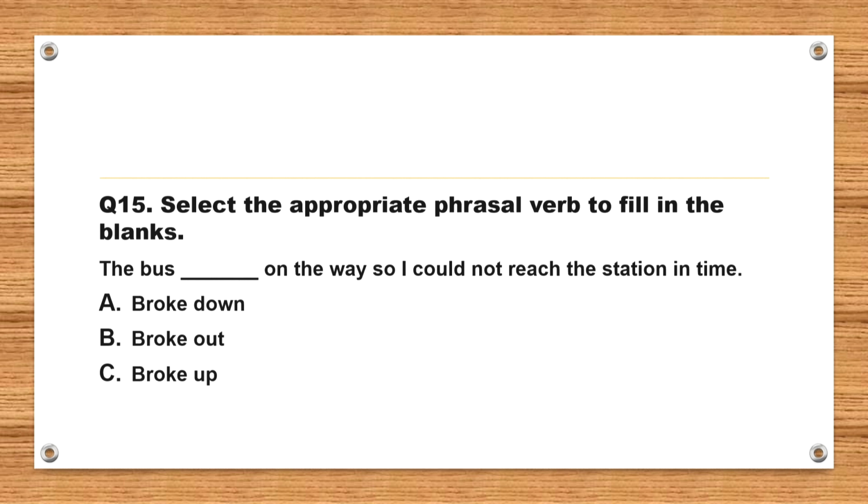Is it done? Let's check. The bus dashed on the way, so I could not reach the station in time. So, the correct option is A, that is broke down. In case of machine or vehicle, broke down means to stop working or functioning. We did this earlier also when we were doing phrasal verbs using the verb break. Do you guys remember it? So, coming back, hence its use will be appropriate over here.